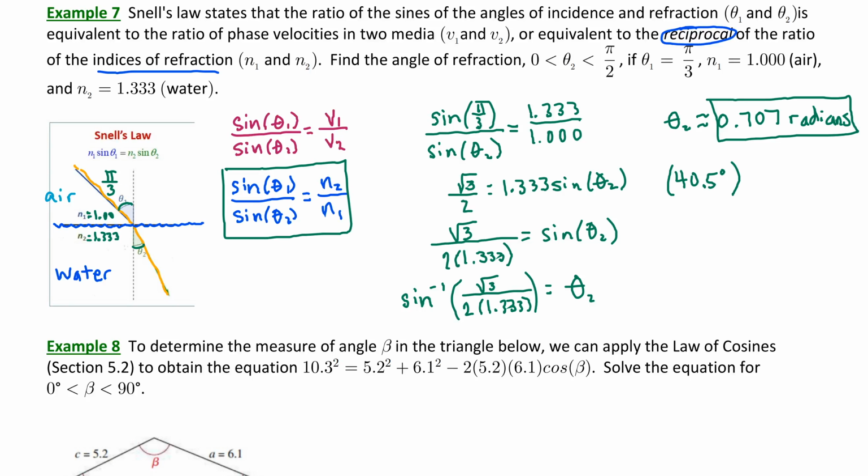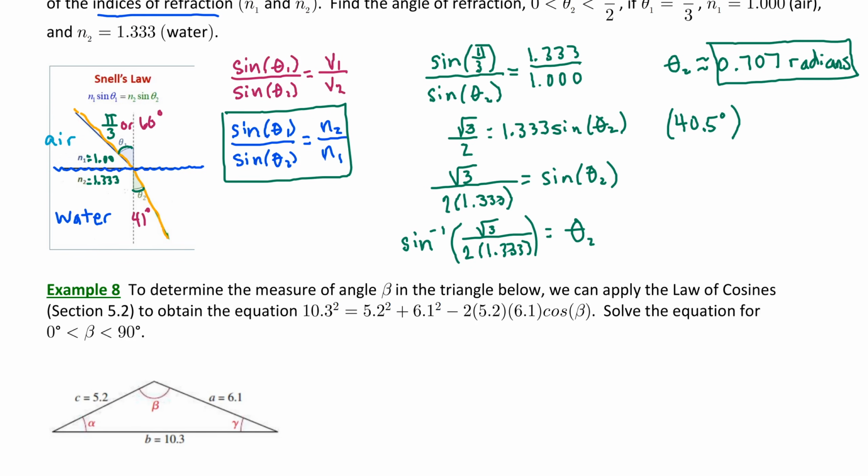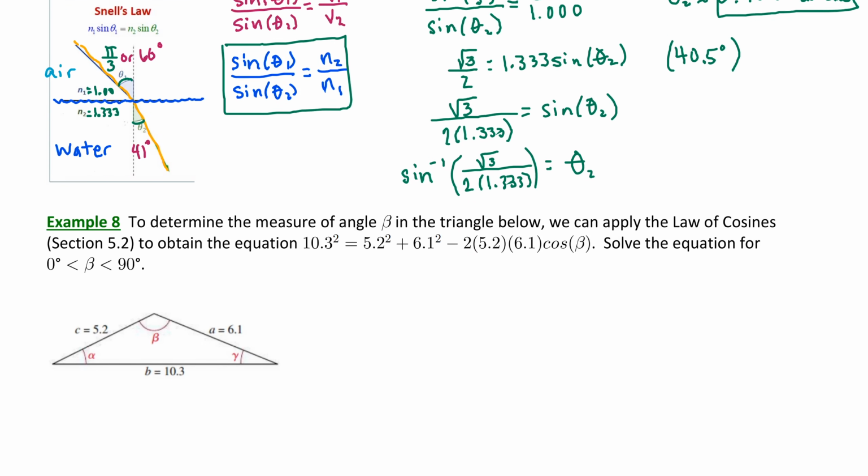So if the angle of incidence is 60 degrees, then the angle of refraction here is approximately 41 degrees. So you can see how that angle changes as light passes from air to water. So think of trigonometry when you see Snell's law popping up in your physics classes. Let's look at another application.